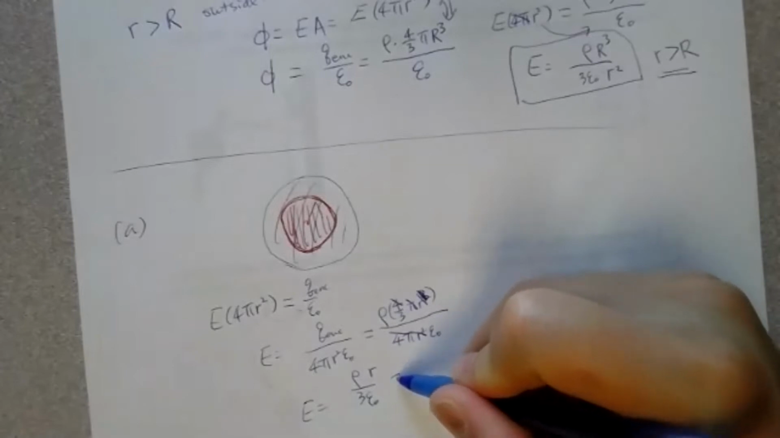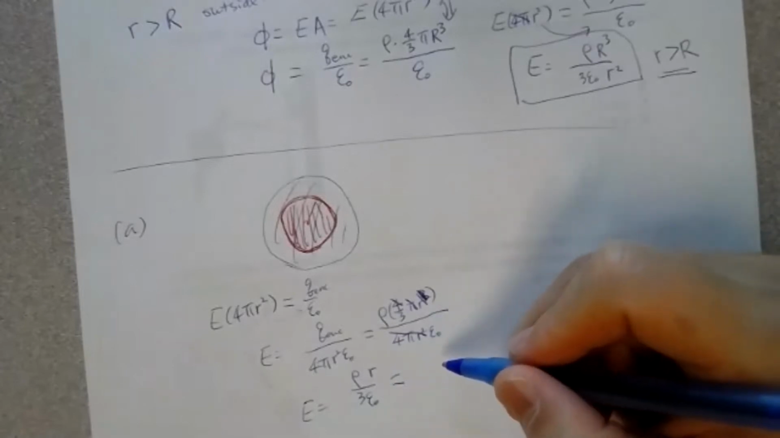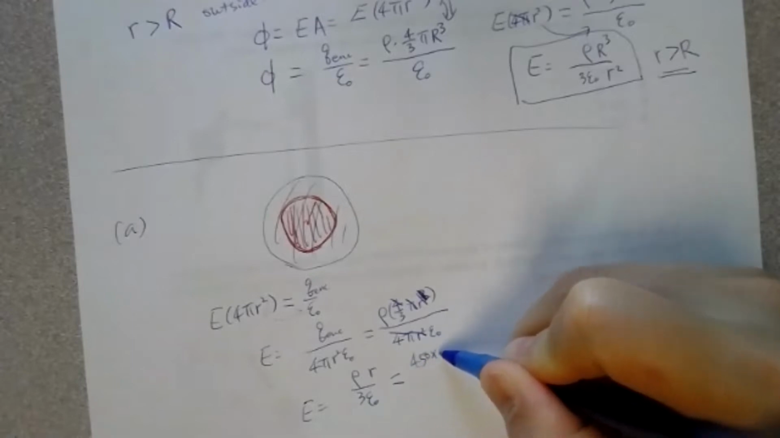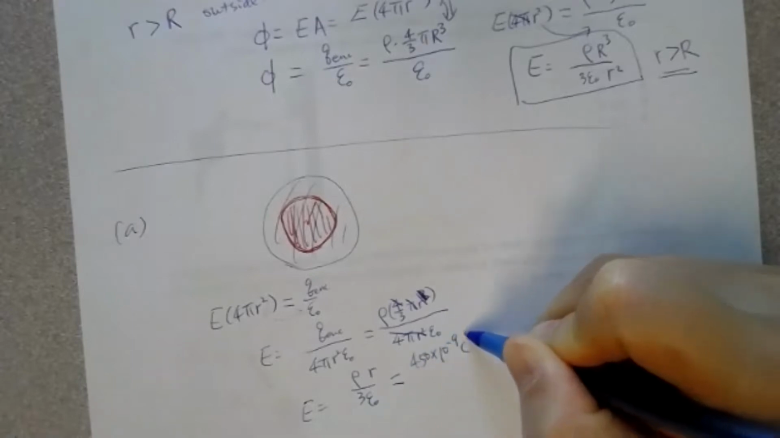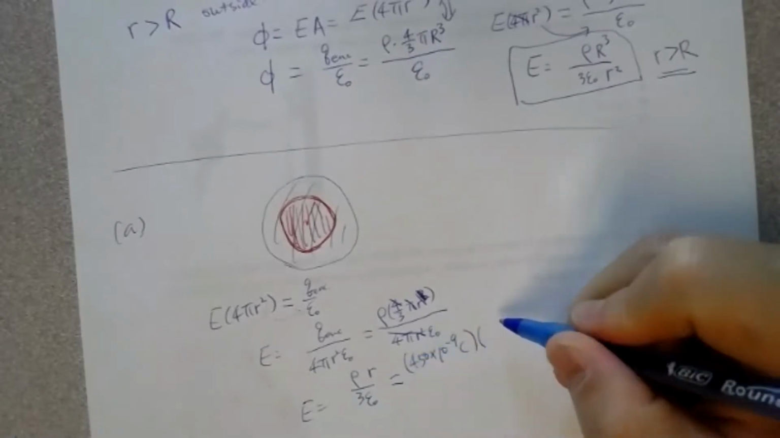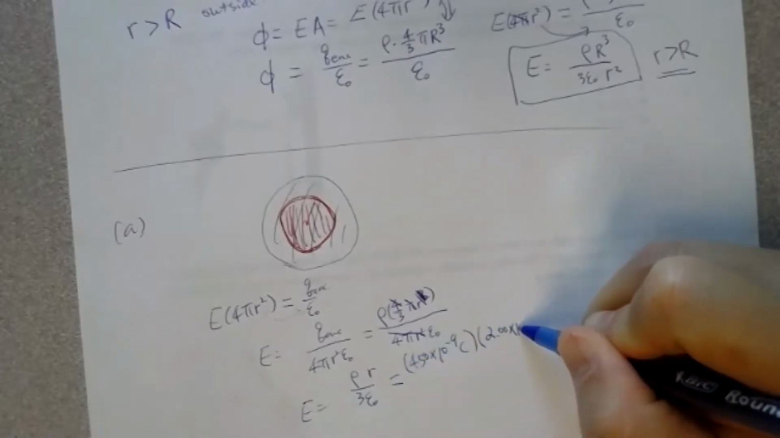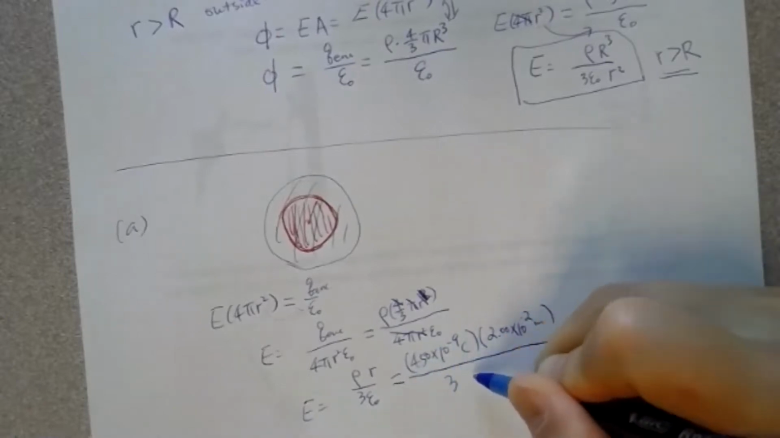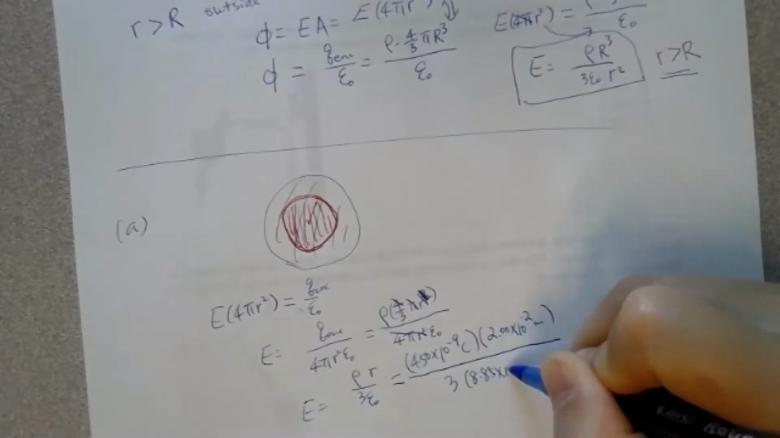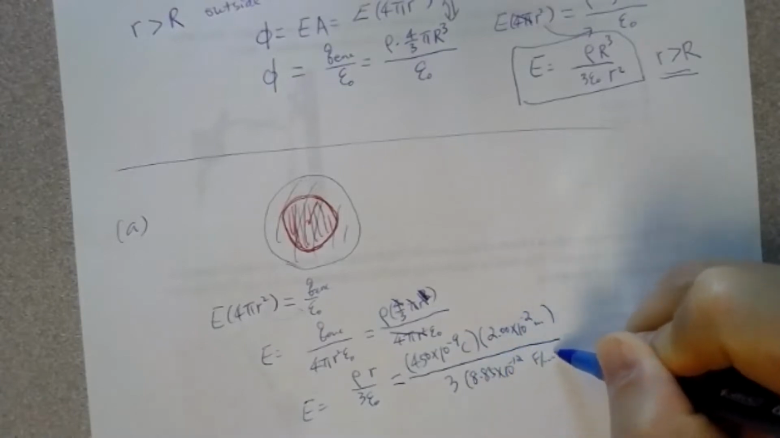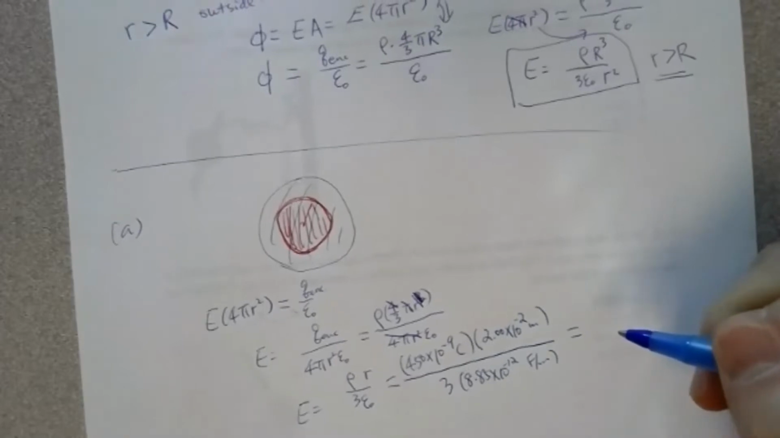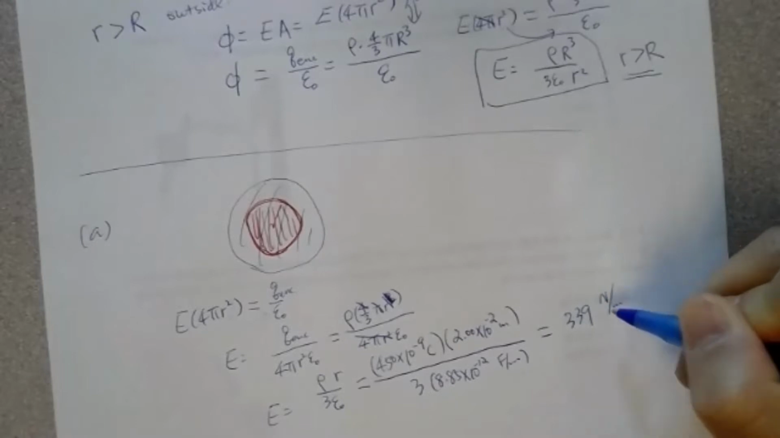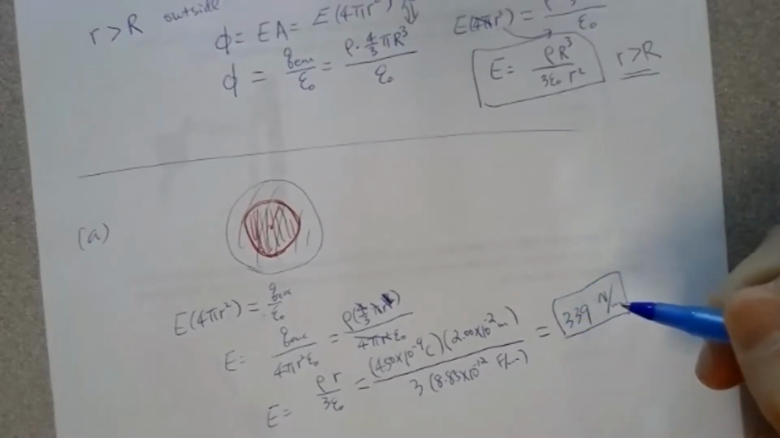Okay. So at that point, you can plug in the numbers here, given that rho is 450 nano, so times 10 to the negative 9, and then radius as 2 centimeters, 2.00 times 10 to the minus 2 meters, over 3 times 8.85 times 10 to the negative 12 farads per meter. So this will give you 339 newtons per coulomb, for the electric field at that point.